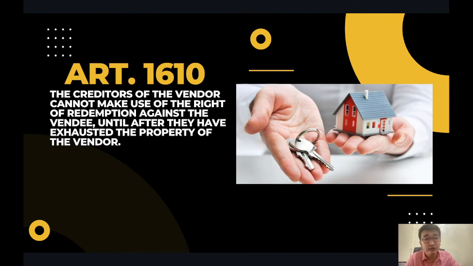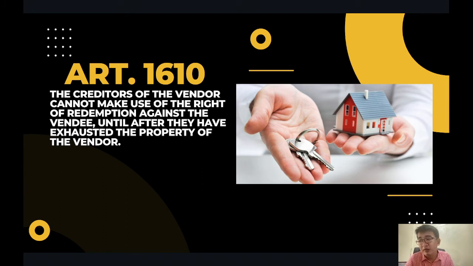Article 1610, the creditors of the vendor cannot make use of the right of redemption against the vendee until after they have exhausted the property of the vendor. This one naman, with regards to exhaustion of remedies. Meaning, yung creditors ni vendor, let's say for example, si A and B, A being the vendor, A sold this property to B, pacto de retro.